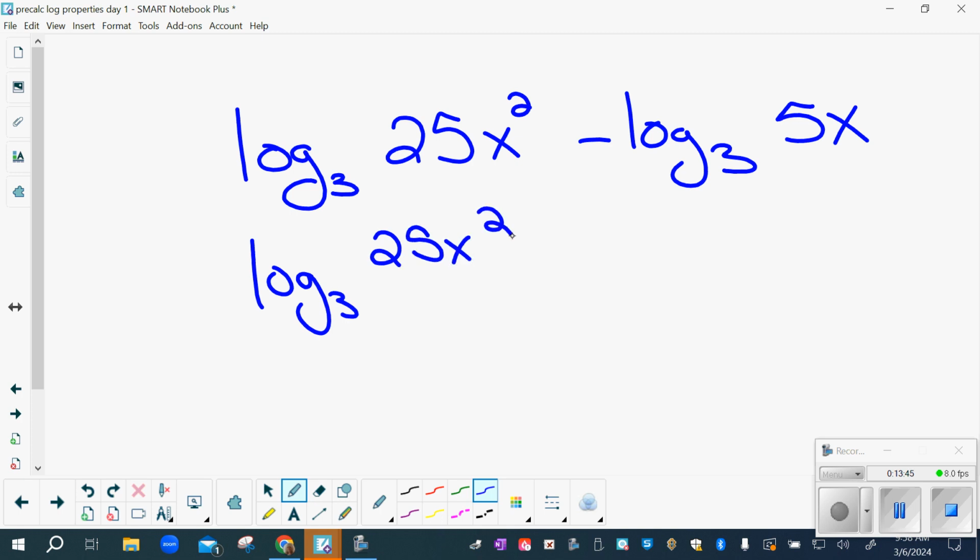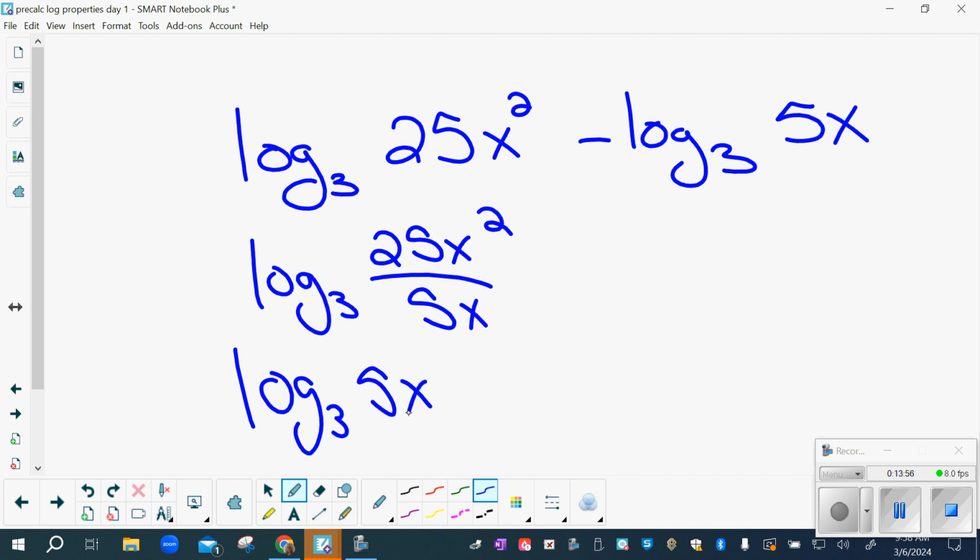25x squared over 5x. Now you could leave that, but you can clean it up and say, look how nice this problem turns into 5x. Awesome.